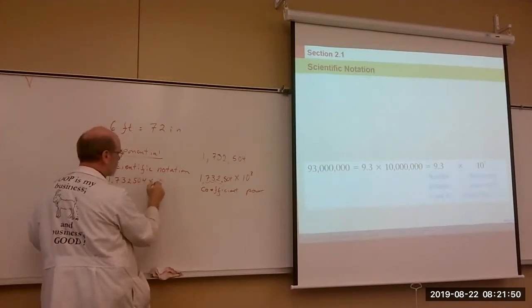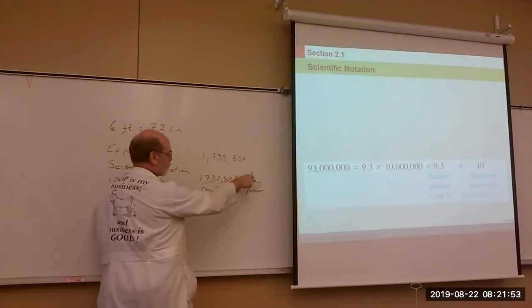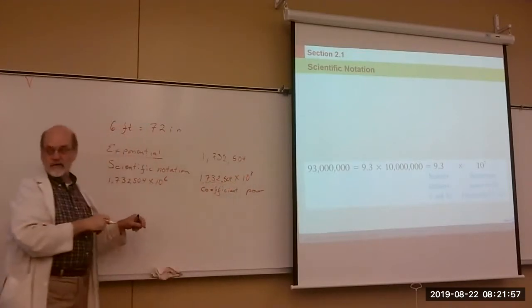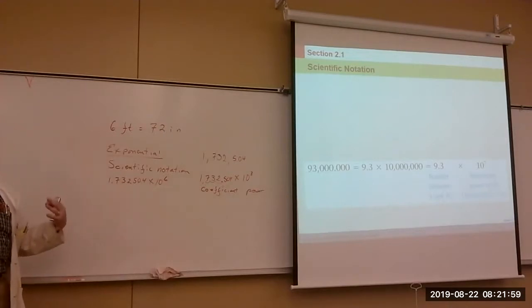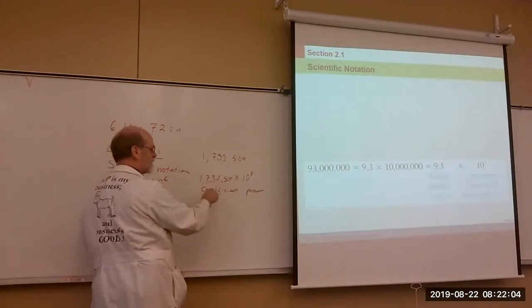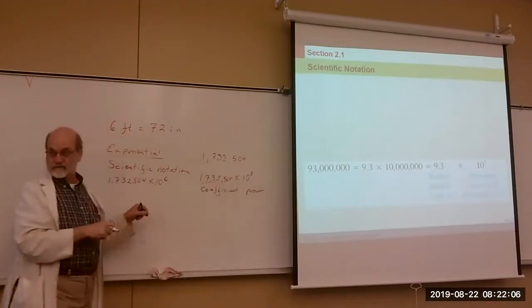1.73350 times 10 to the what? Well, we already have three places stored up, so we move three more. That means we need six total. We move three more places. So if you move the decimal to the left, the power is positive.